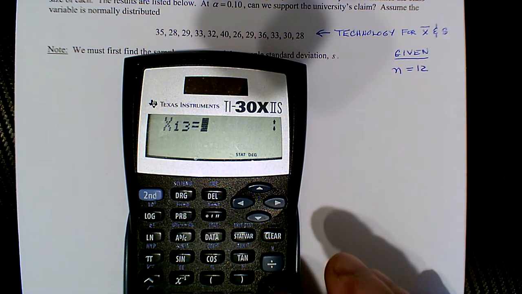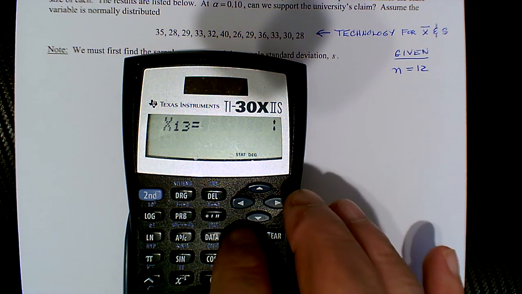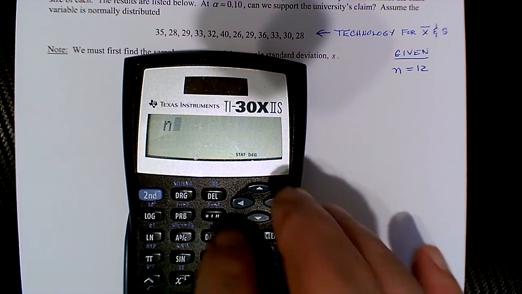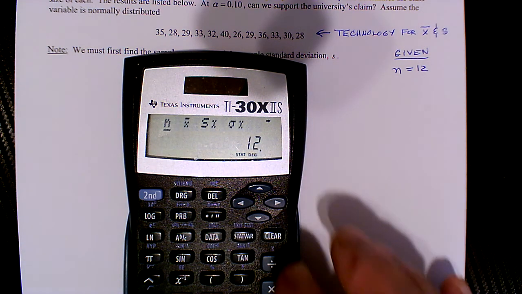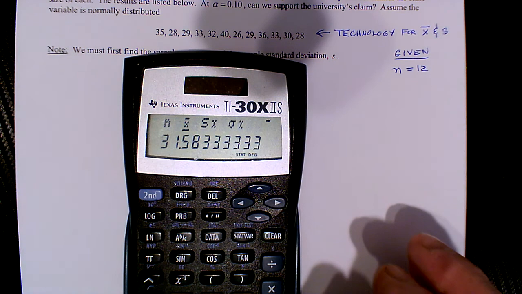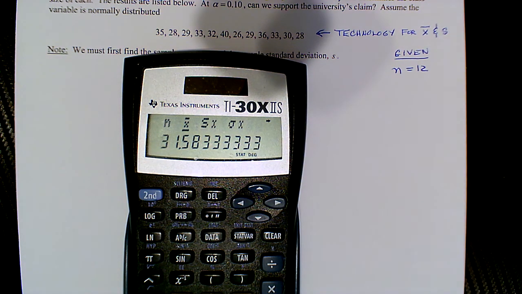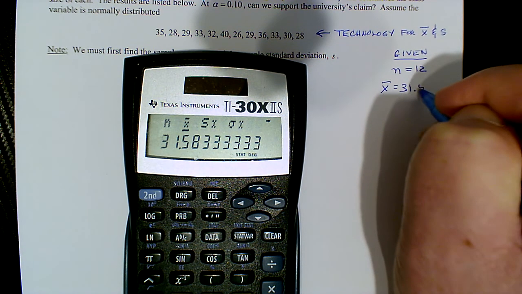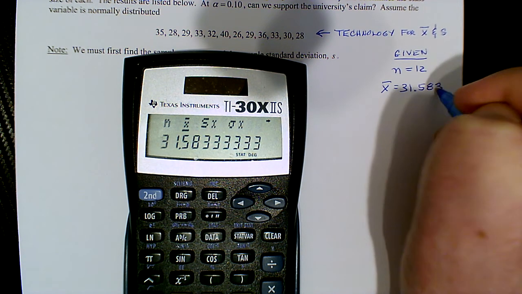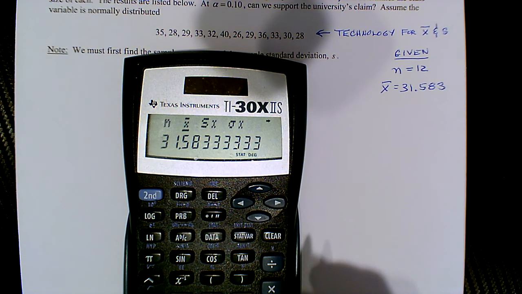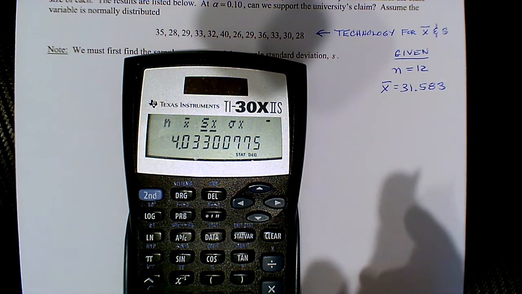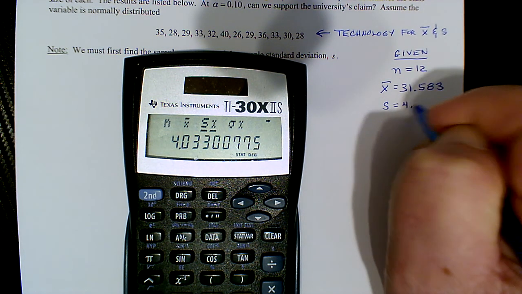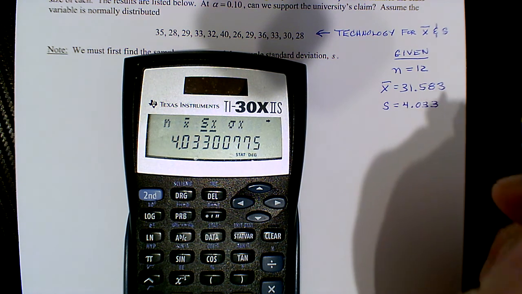Now I just go to stat var, calculate, oops, stat variable, and there we get the calculations. Toggle over, there's X bar, 31.583. And our standard deviation, we use S, sample, 4.033.